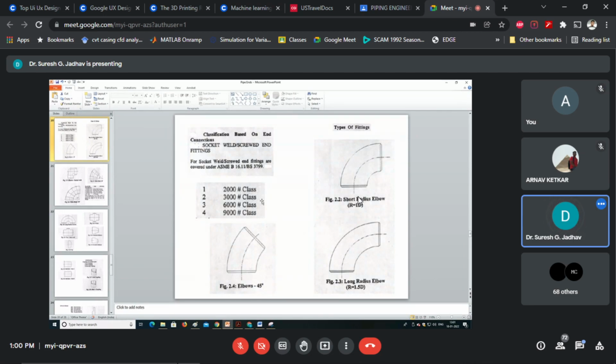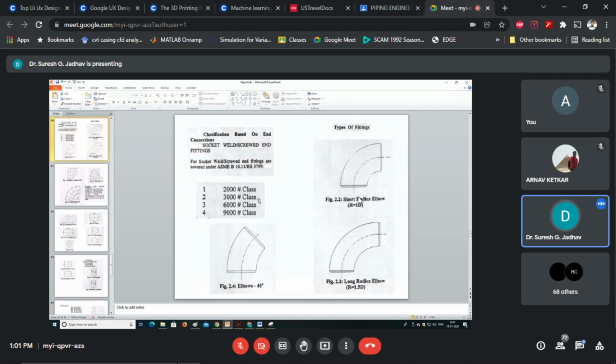Now the next pressure class is 9000 class. This class is applicable to socket weld fittings, which are normally used with double XS pipes. Here, the pipe thickness to consider is double XS, meaning double standard, and this 9000 class is applicable only to socket weld fittings.